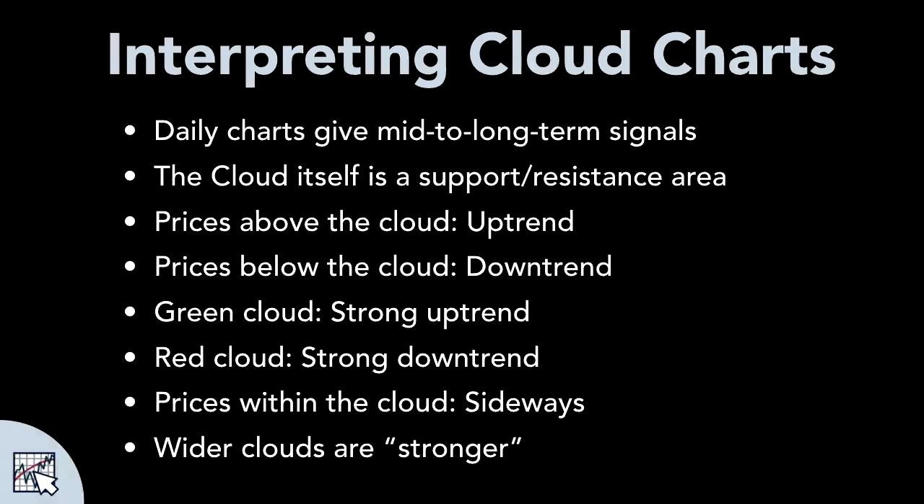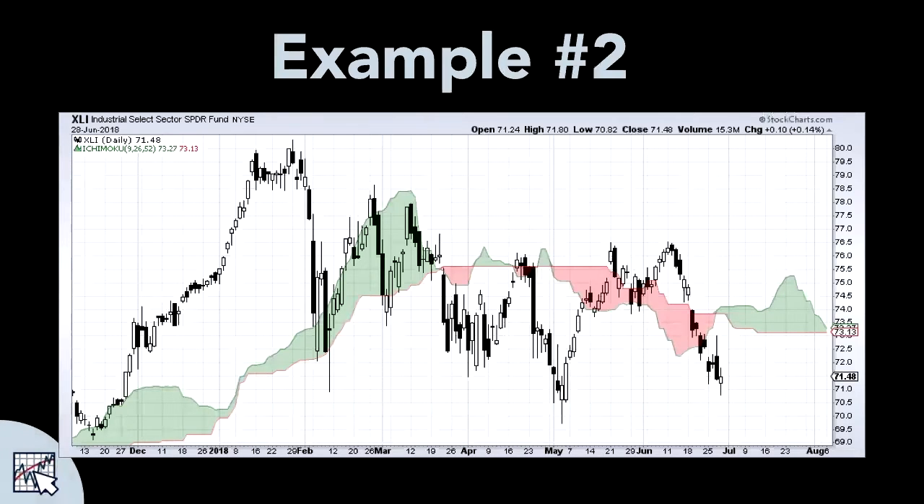Another thing that's very interesting and something to keep in mind is the width of the cloud. As the cloud gets wider, then these signals are stronger. All of this, of course, is a very subjective, not objective type of analysis. But those are the standard rules for looking at the cloud and kind of figuring out what the cloud is meaning and telling you. So let's look at this one.